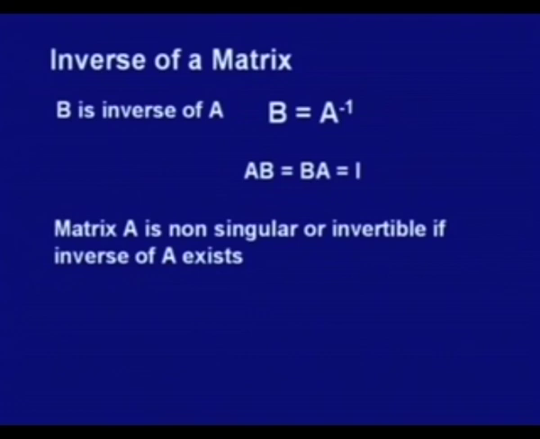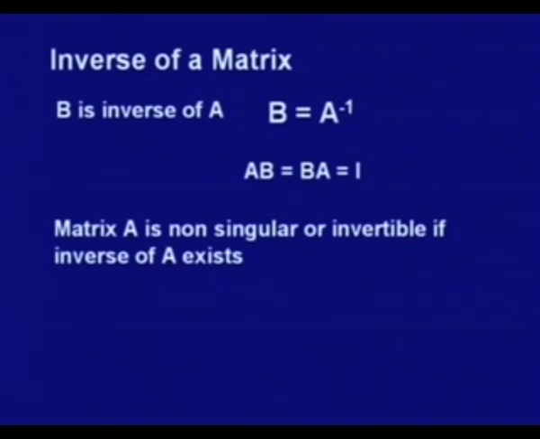This is a very important property of matrices. We say a matrix A is non-singular, or invertible, if the inverse of A exists. It may not exist for every given matrix A, because first, A has to be a square matrix, only then are AB and BA possible. So, it has to be a square matrix first, and even if it is a square matrix, the product may not be possible, or the product may not be the identity. So, for every matrix you cannot find such an inverse B.